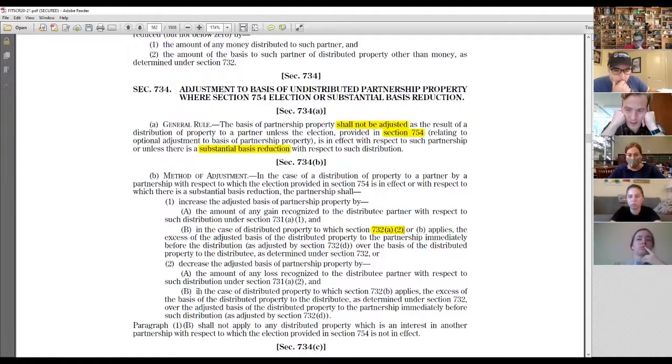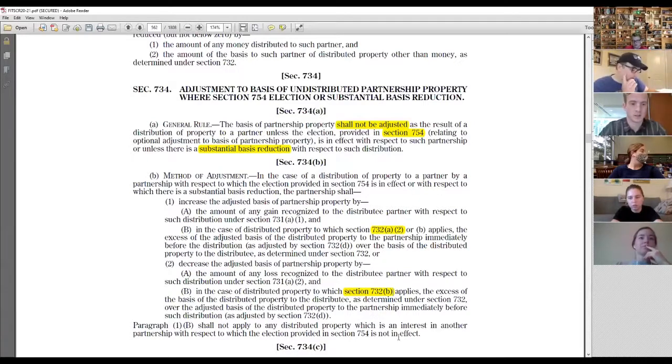And then in B, in the case of distributed property to which 732(b) applies, 732(b) applies where we have a liquidating distribution where you receive property in a liquidating distribution. So we're really focused here on B1, with the increase, because we're talking about operating distributions now. Okay, so we're increasing partnership property basis, inside basis. The next question is going to be, how do we allocate the basis increase? If we have more than one property, what do we do with allocating it?